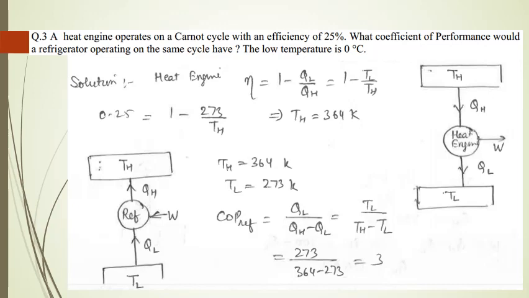Now with these two temperatures given, we have reversed this heat engine and it is now acting as a refrigerator, and obviously Carnot refrigerator, because earlier it was Carnot heat engine. So COP of the refrigerator, which is equal to QL upon QH minus QL, can be written as TL upon TH minus TL, because it is working as a Carnot refrigerator. So the COP of refrigerator would come out to be 3.